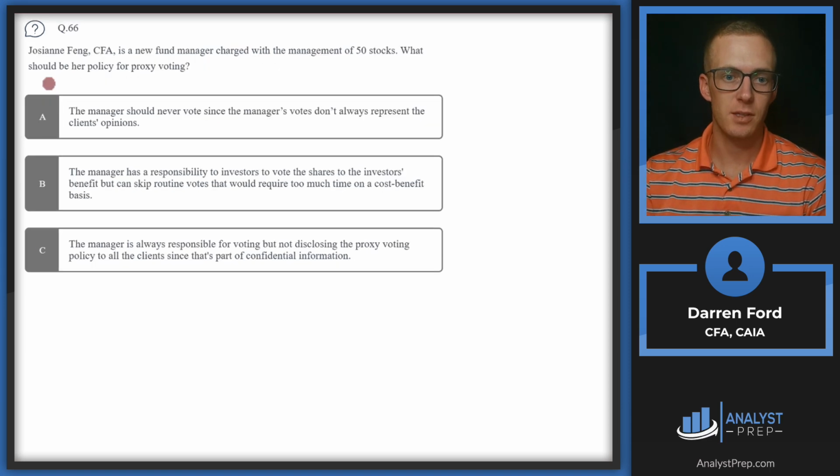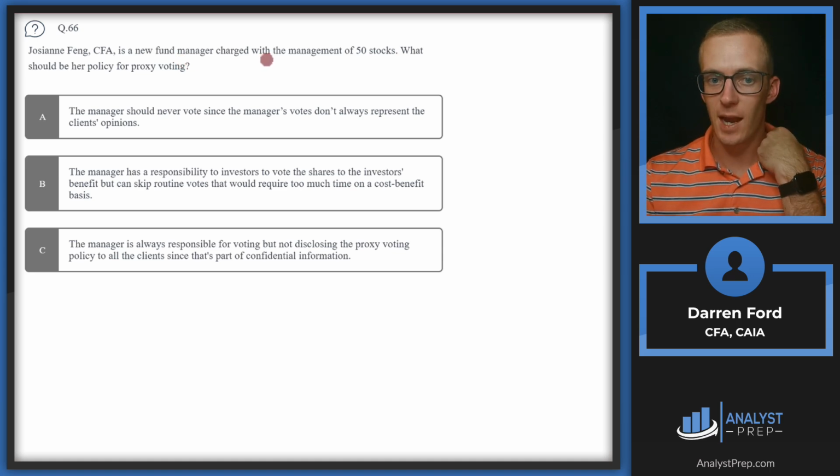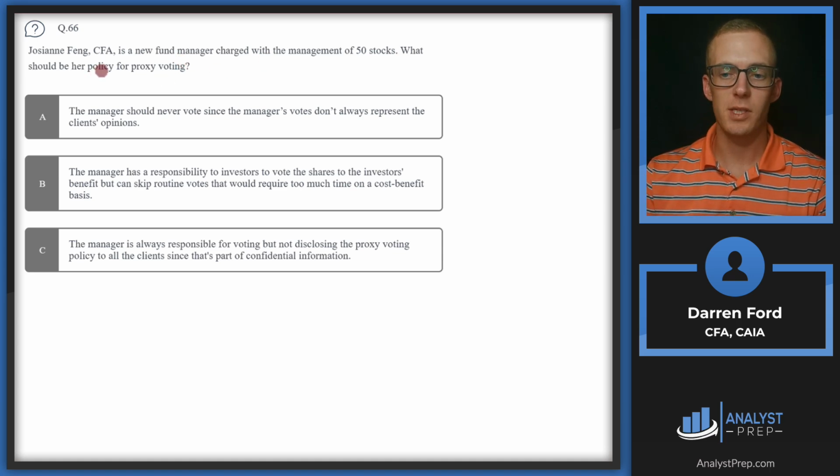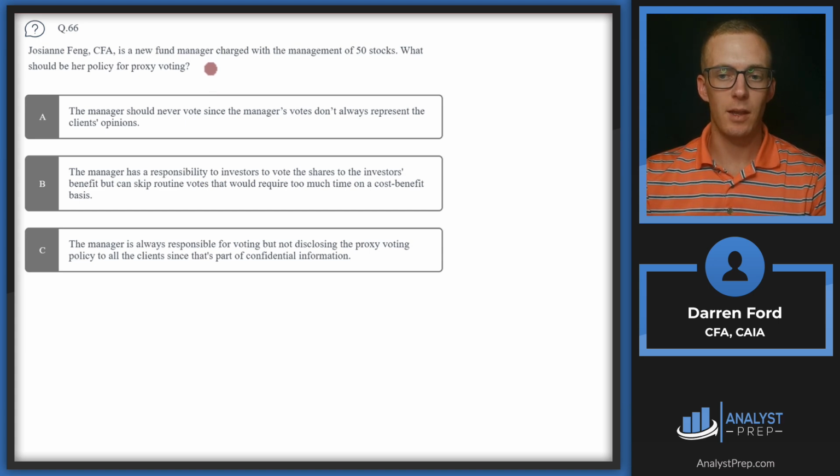Question 66. Josie Ann Feng, CFA, is a new fund manager charged with the management of 50 stocks. What should be her policy for proxy voting? So for proxy voting, generally, we need to consider voting if it's going to benefit investors. Beyond that, we're also going to do some cost and benefit analysis to decide whether immaterial or routine votes are worthwhile.